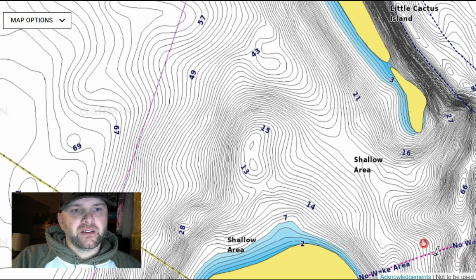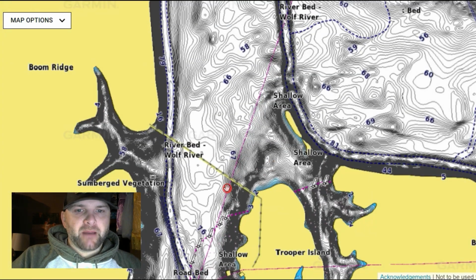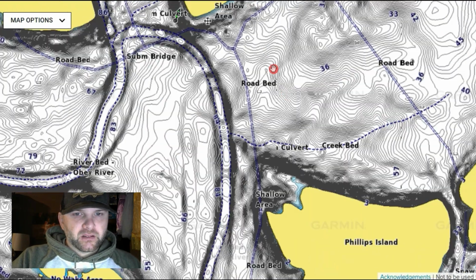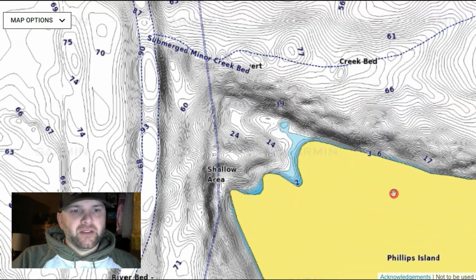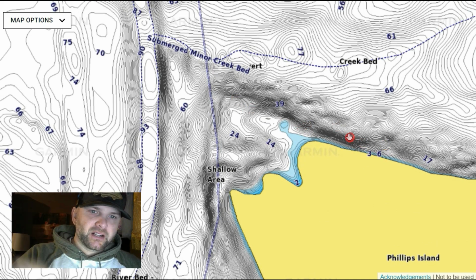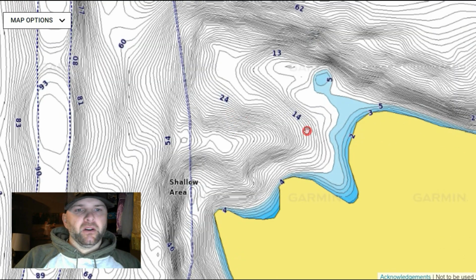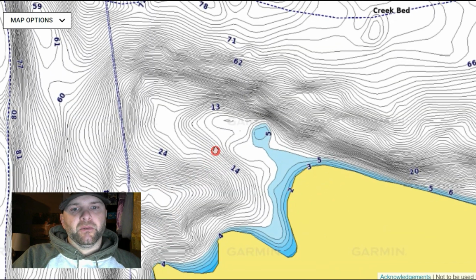And you can see here, okay, you have deeper water on the right-hand side, deeper water on the left-hand side, and you have this tapering point coming out, forming underwater on this topo map. Now, an example of a more defined point would be right here, where you have this Phillips Island. You have a really steep breaking area with the contour lines a lot closer together, and a more tapering area where those contour lines start to spread apart, and this flat point coming out into deeper water.